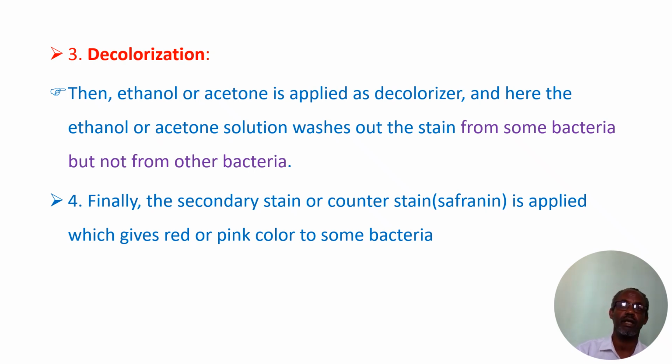accept the secondary color and appear red or pink, whereas the others which were not decolorized, the gram-positive, because of thick peptidoglycan layer, not decolorized by alcohol, will not accept additional stain because the cell wall has been occupied by the crystal violet. They remain purple. You see, this is the difference.